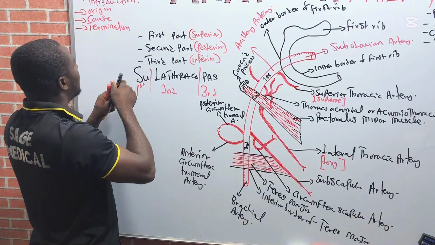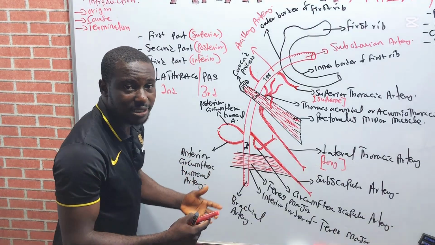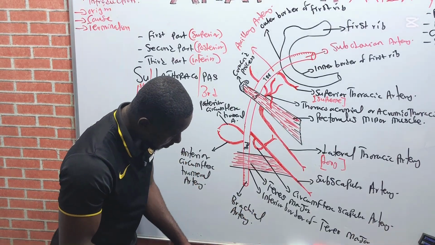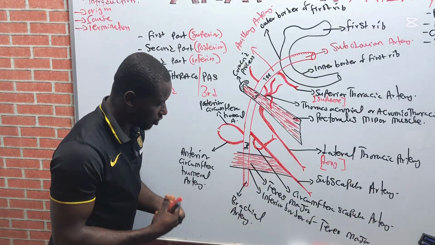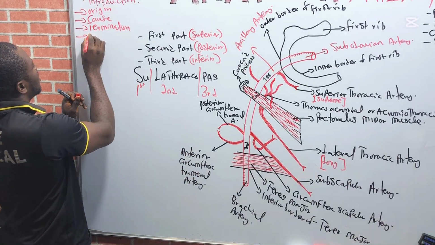So what is the termination? The termination is that it terminates at the level of the inferior border or the lower border of the teres major muscle. That is the termination. The branches.